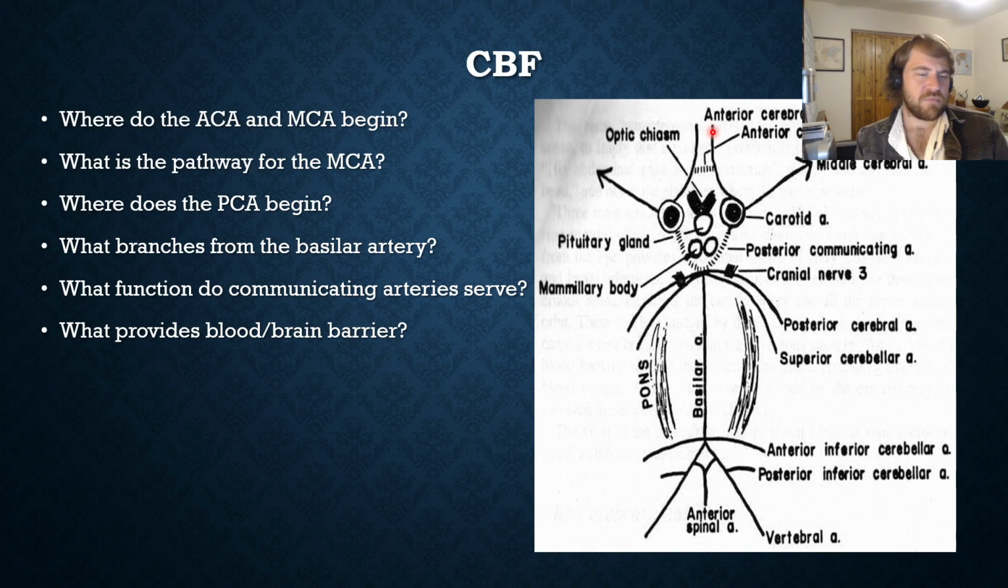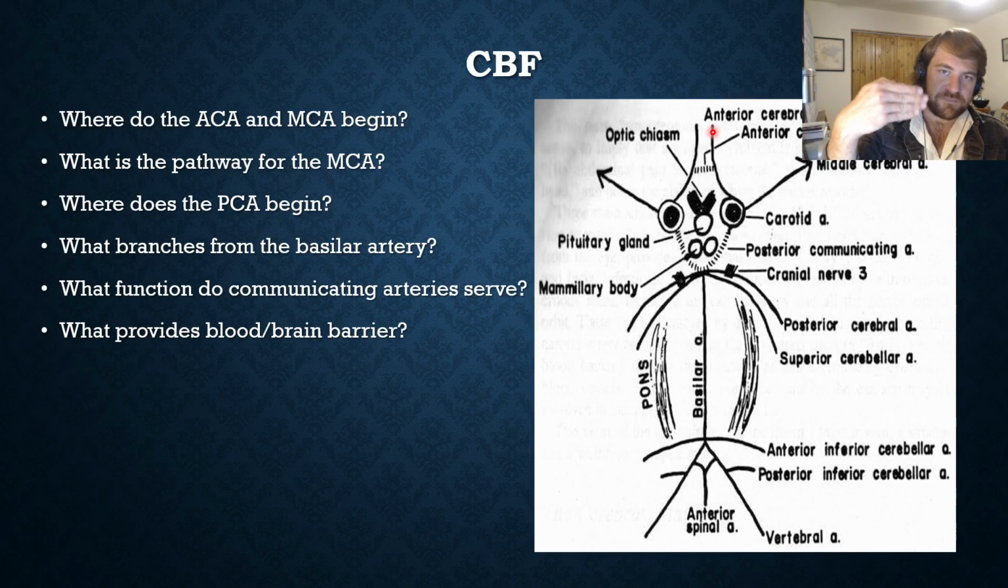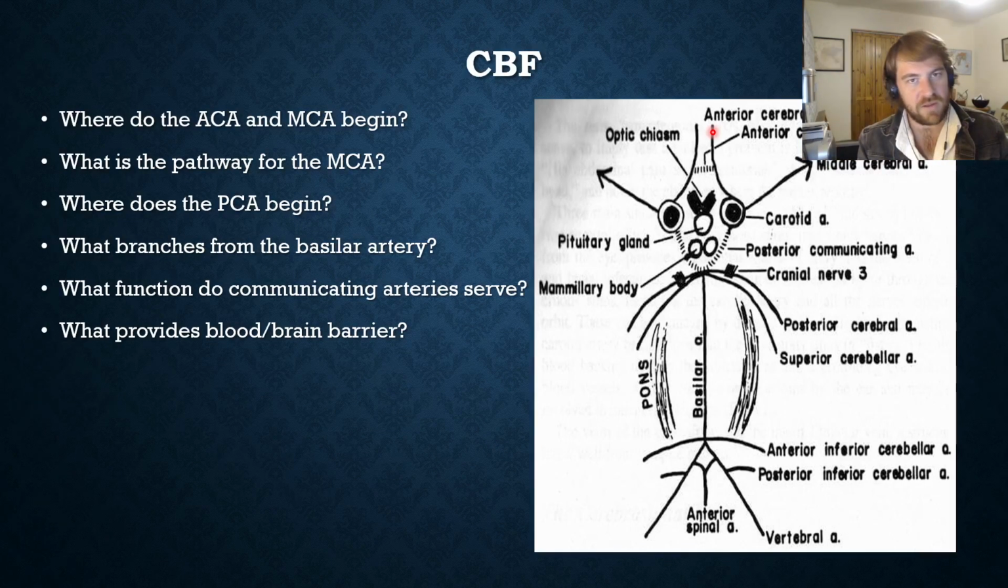What provides the blood-brain barrier? Well, I hope that you remember that this is kind of a two-part question. There's two things that provide the blood-brain barrier. One is the ependymal cells of the choroid plexus. Blood comes to them, and it creates cerebrospinal fluid from the blood. That's blood-brain barrier. The other one is astrocytes. All right, so astrocytes, ependymal cells. These maintain the blood-brain barrier.